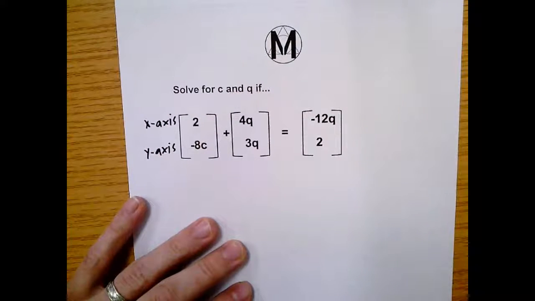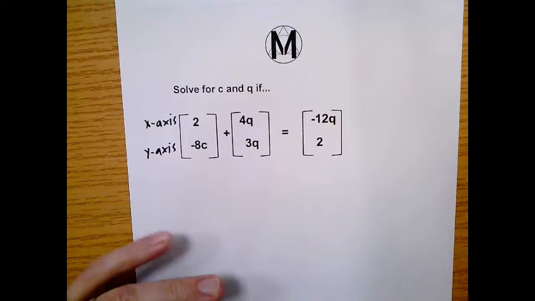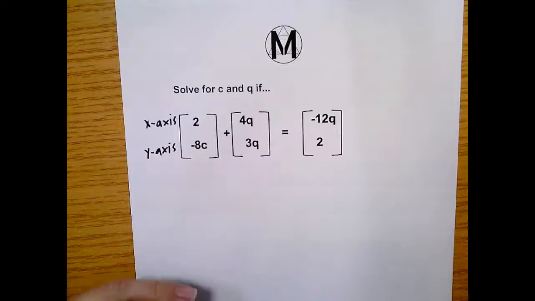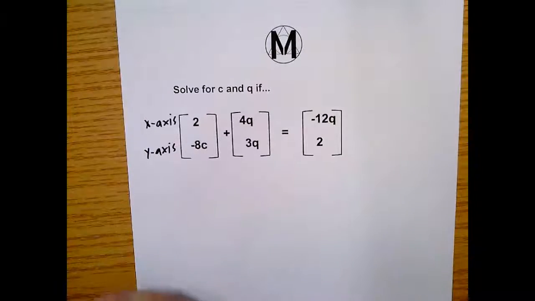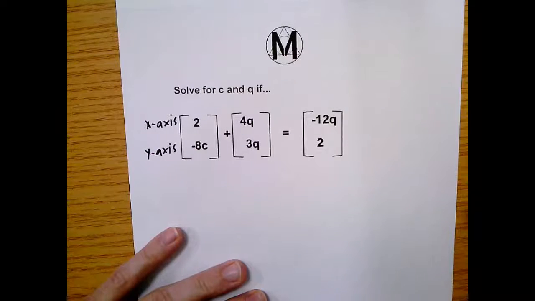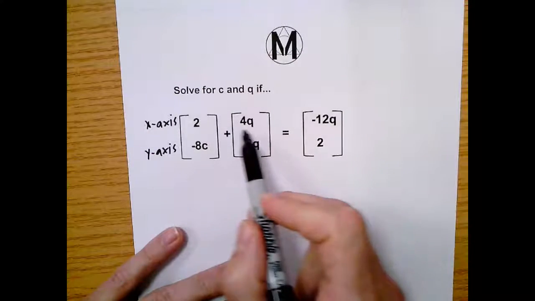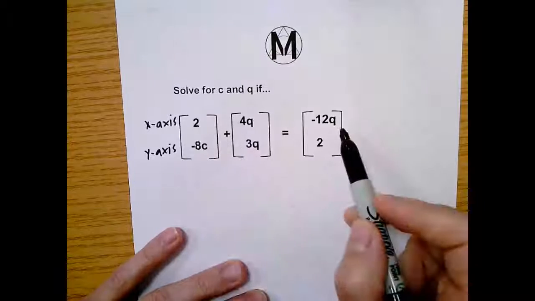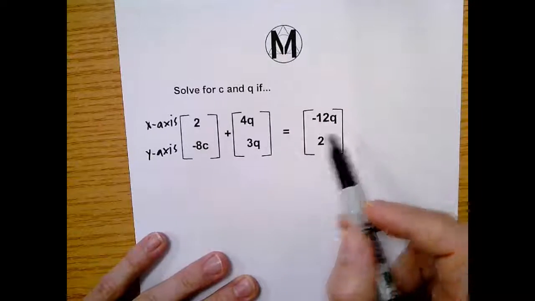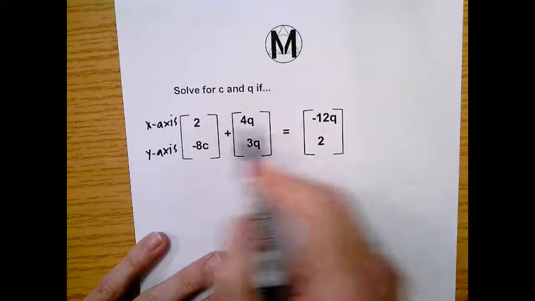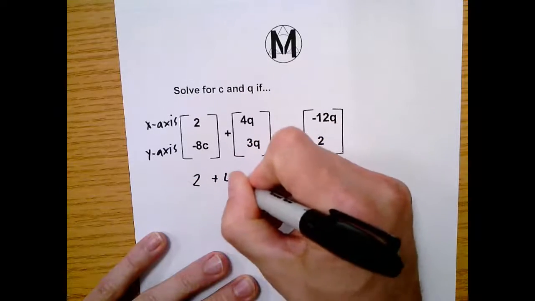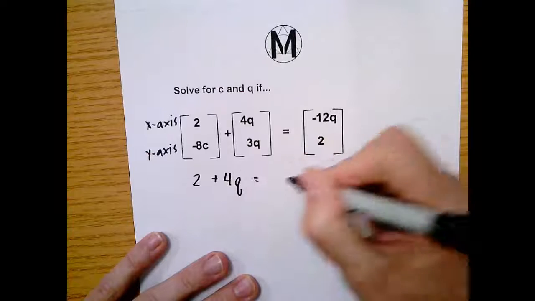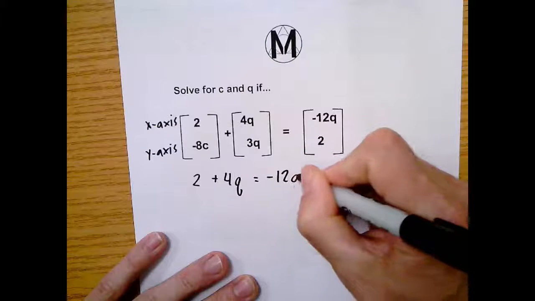Great. And when we work with vectors and add these together, it is important that we only add x's and x's and y's and y's. Think of it like terms, and we're pretty good at understanding that stuff. So I'm just going to isolate this top part here, this x-axis part, and see what it tells me. It tells me 2 plus 4q equals negative 12q. All right.